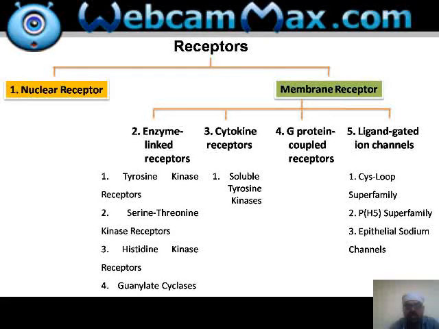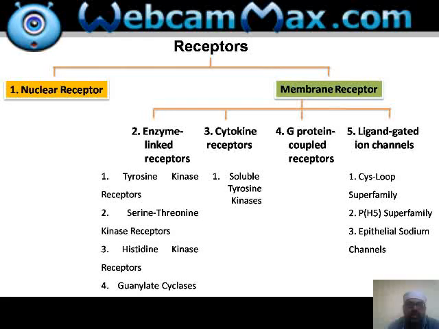Now when we go for G protein coupled receptors, they are transmembrane receptors which have a serpentine like structure, and we will be discussing more about G protein coupled receptors in the coming classes. The next receptor is the ligand gated ion channels. When we look into the examples, we have the cysteine loop superfamily, the P superfamily, and then the epithelial sodium channels. You should be knowing about sodium potassium channels, so it can be easily recognized with this example of the ligand gated ion channel. So these are the types of receptors which are generally found as a nuclear receptor or the membrane receptor.